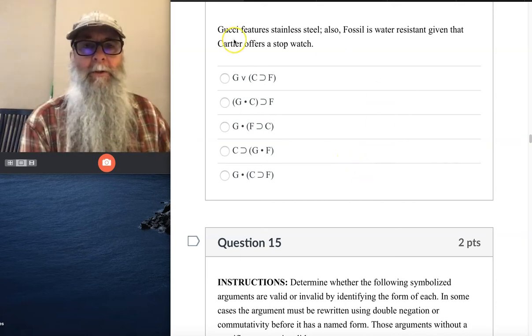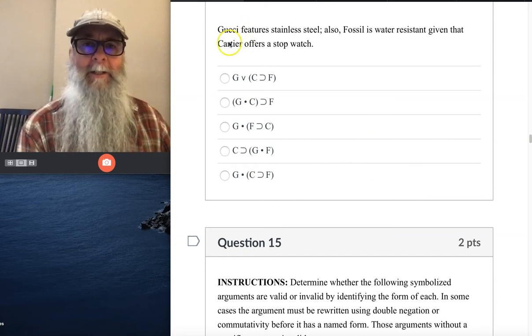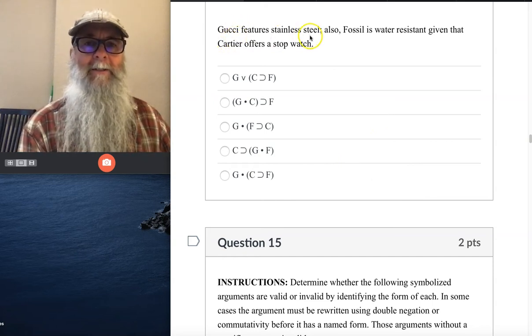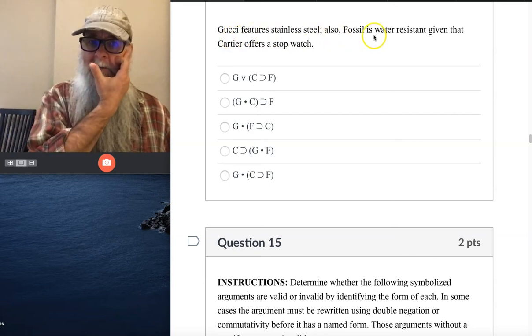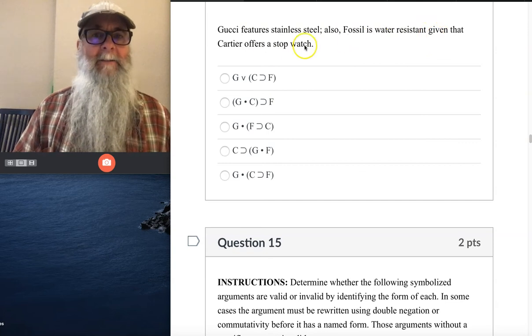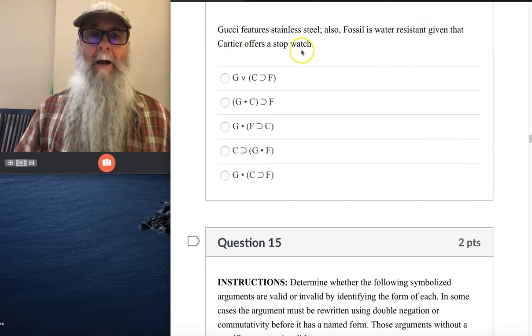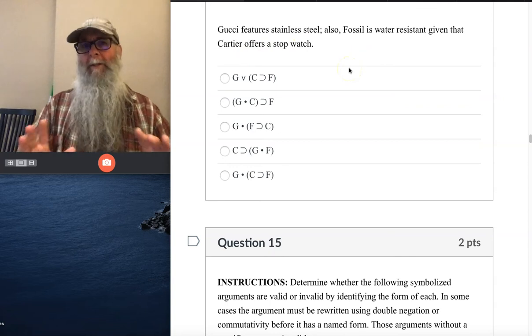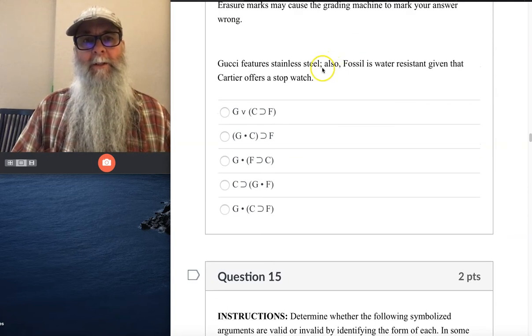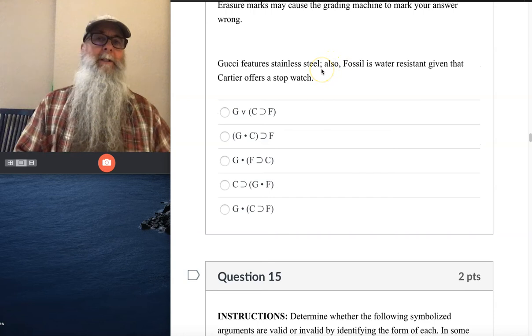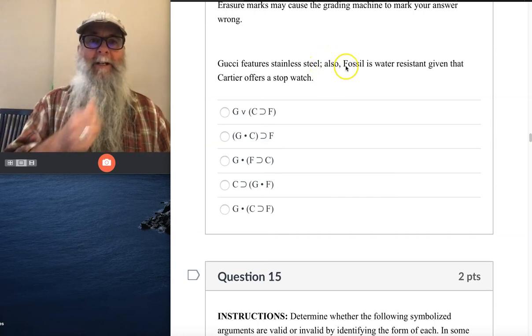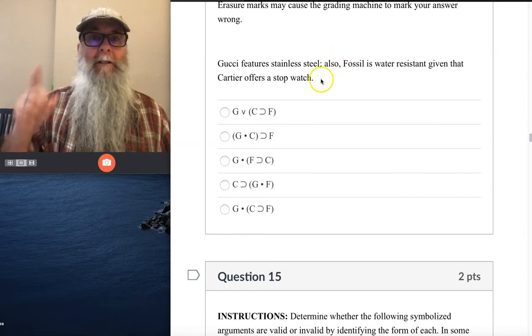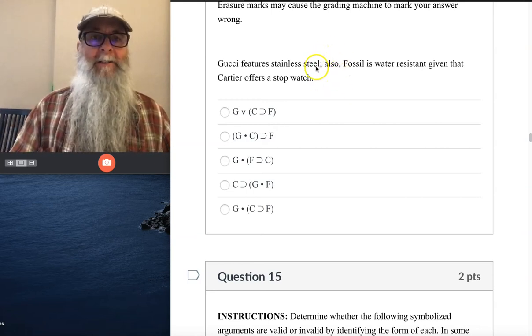All right, so if you look at this problem right here, it says Gucci features stainless steel. What's up with all the watch stuff here? Okay, Gucci features stainless steel. Also, Fossil is water resistant, given that Cartier offers a stopwatch. Okay, a couple of things to take note of. When you see a semicolon, what that's doing is telling you I've got a couple of sentences here, and I'm joining them together somehow. Conjunction, dot. So there's going to be a dot between these two sentences.